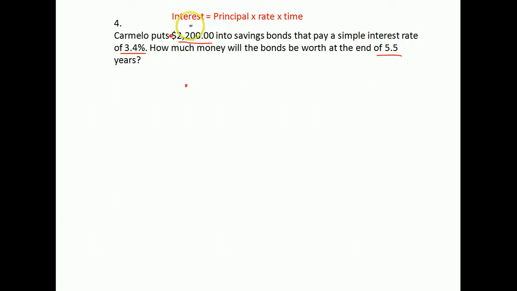So let's start by finding the amount of interest. We put in the information we have. Do we know the interest? No. Do we know the principal? The principal is the amount you start with in the account, and we do. It's $2,200 times our rate. Our rate is 3.4%, but before we can use that, we have to change the percent into decimal form.